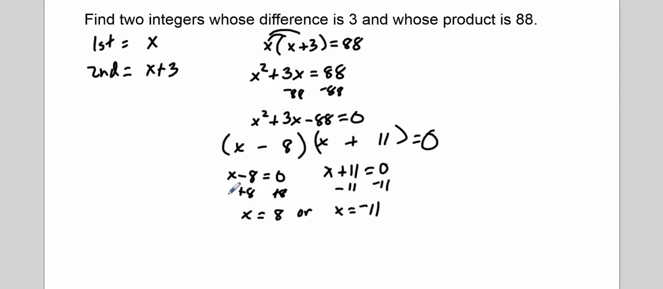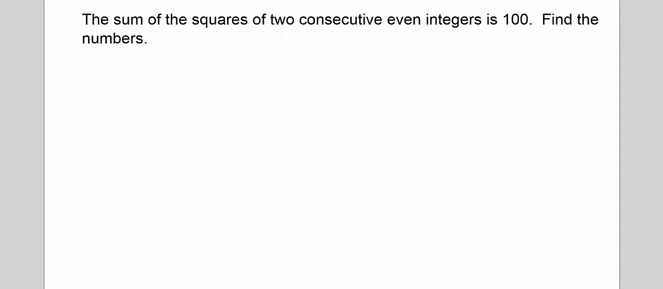Now notice it's solving for x. We have two numbers here, so this is the first number. If I add 3 to that, we get 11 in that case, so I get positive 8 and positive 11. And then if I add 3 to this, I get negative 8. So again, I have a number of negative 11 and negative 8. Two possible answers.